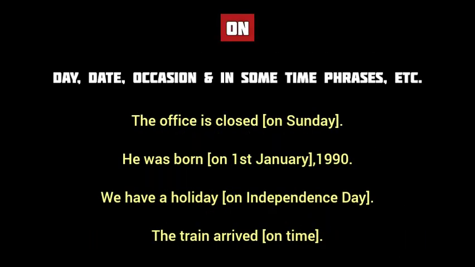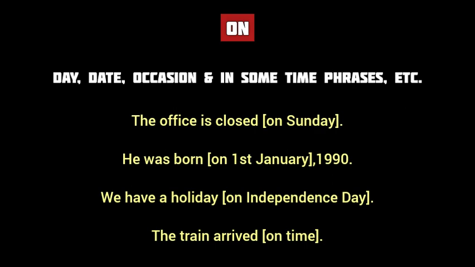The preposition of time on is used before the name of a day, before a date, before a certain occasion and in some time phrases. For example, in the sentence, "The office is closed on Sunday," the preposition on is used before the name of a day and shows the time of the office being closed. In the next sentence, the preposition on comes before a certain date and shows the time of a person's birth.